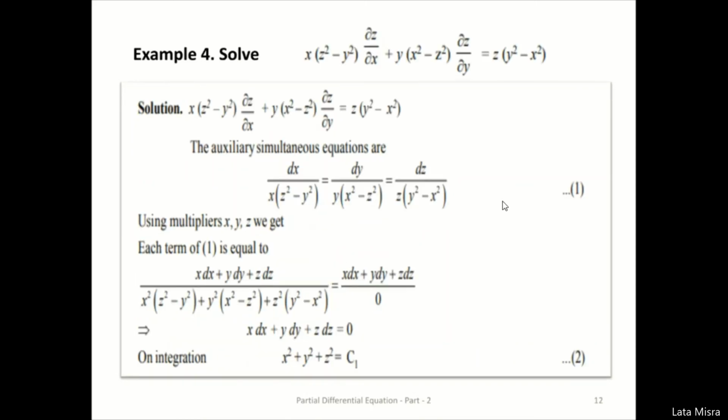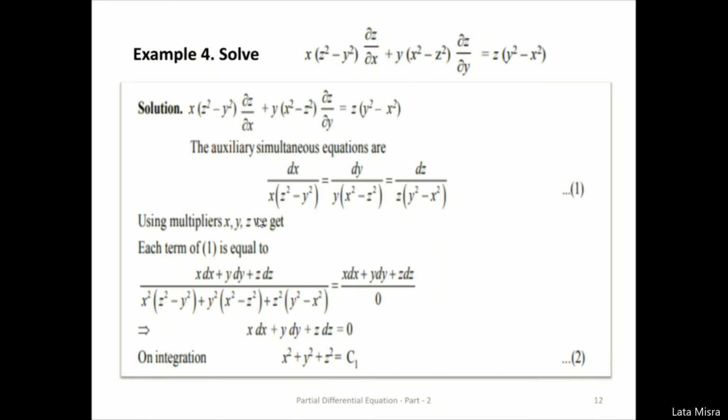Let's see the example. x(z² − y²) ∂z/∂x + y(x² − z²) ∂z/∂y = z(y² − x²). It is again in the form of Pp + Qq = R. We write the auxiliary equation, but we see these terms are not easily separable. We cannot easily solve any two terms.